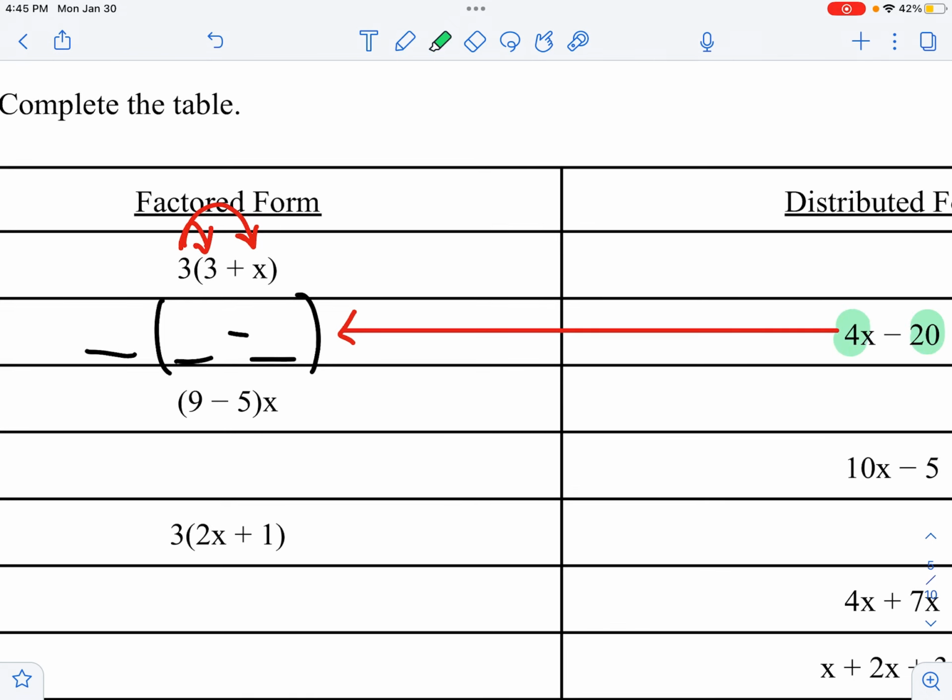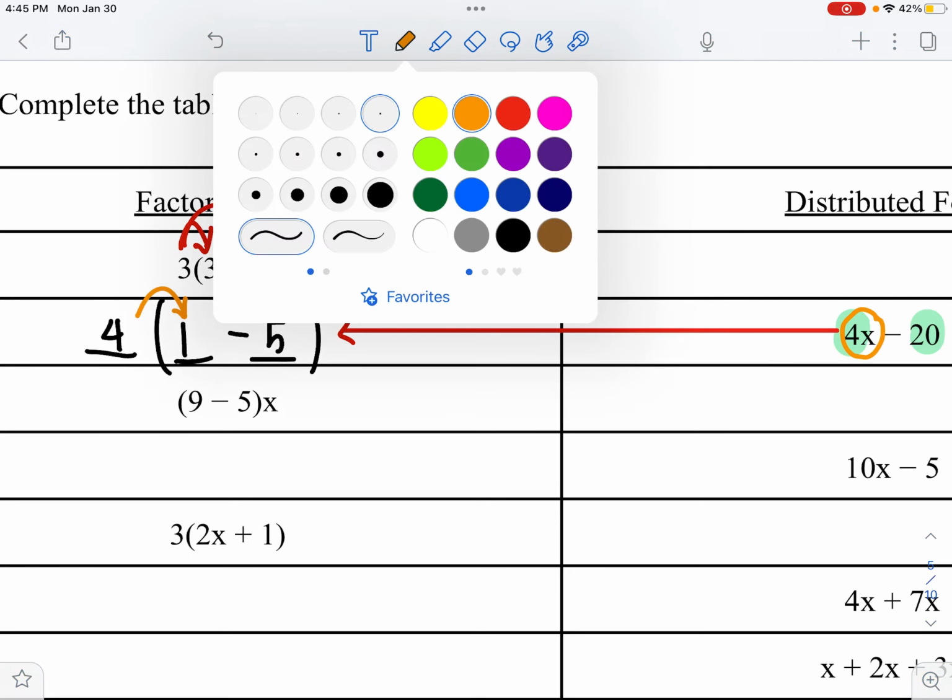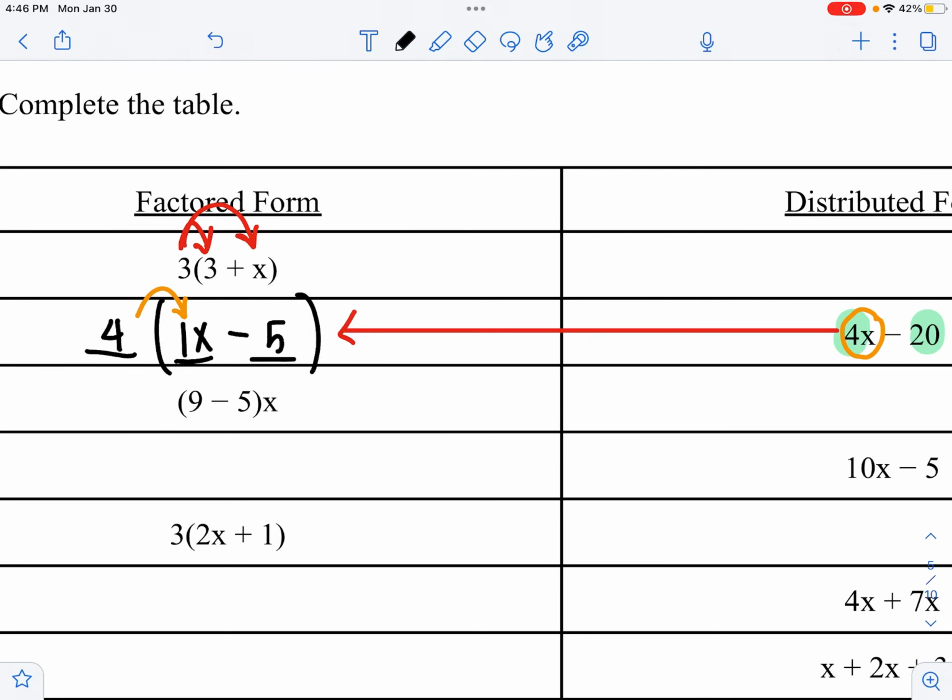Looking at 4 and 20, I want to think, what's the greatest common factor? I know that 4 times 1 is equal to 4, and I know that 4 times 5 is equal to 20. But I'm missing something here. Because if I distribute the 4 to 1, I want to end up back at 4x. And so here, I shouldn't just have 1, I should have 1x. Because 4 times 1 will bring me back to 4x, right here. And 4 times 5 will bring me back to 20, which is what I have here. We want these 2 forms to be equivalent, meaning they have the exact same value.